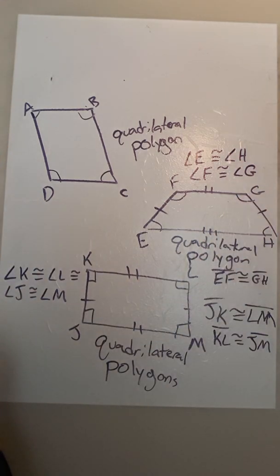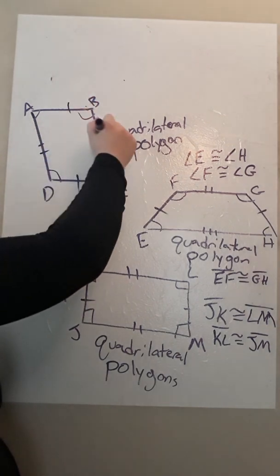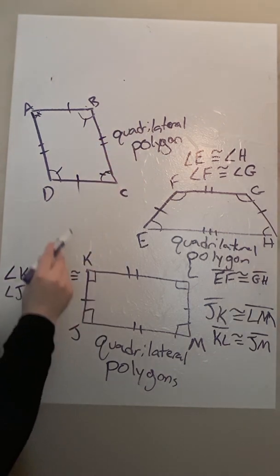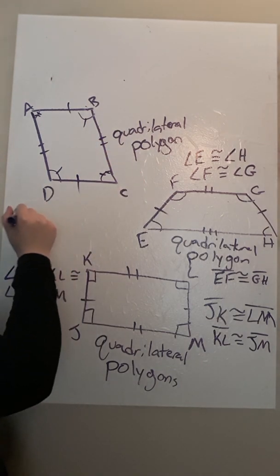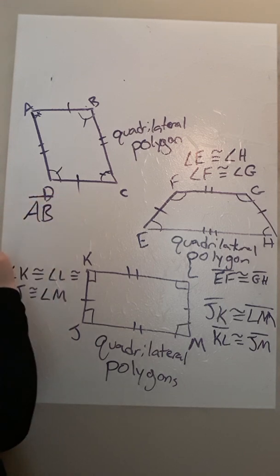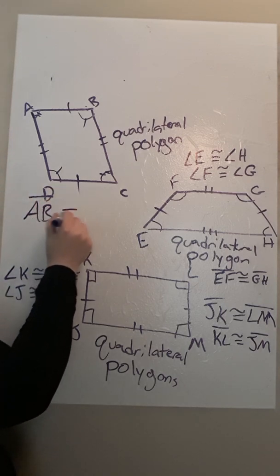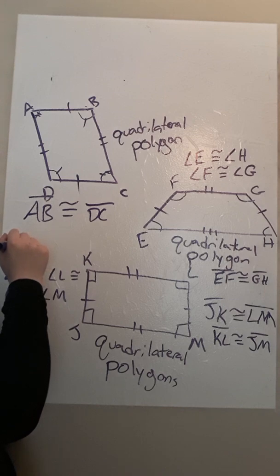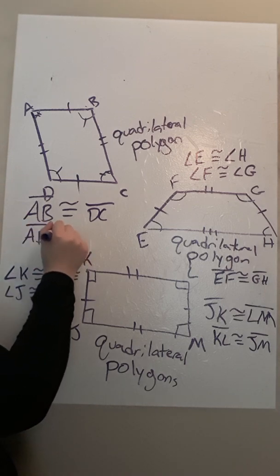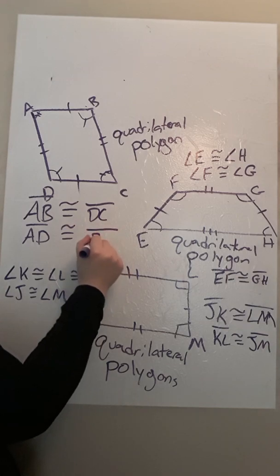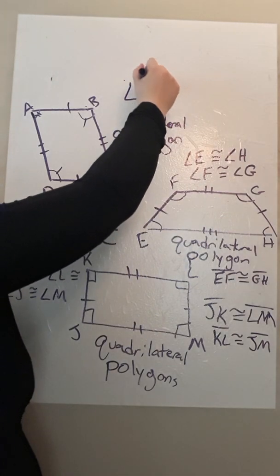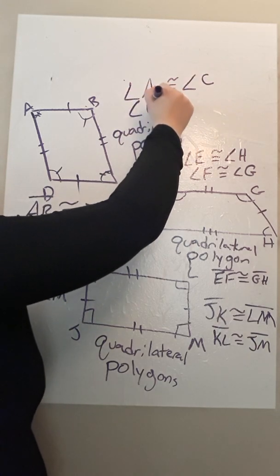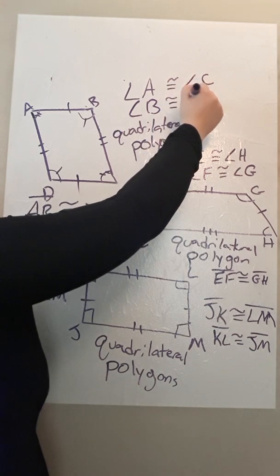And finally, my last quadrilateral, this side and this side, and these sides, and this, and this. Alrighty. Side AB is congruent to side DC. Side AD is congruent to side BC. Angle A is congruent to angle C. Angle B is congruent to angle D.